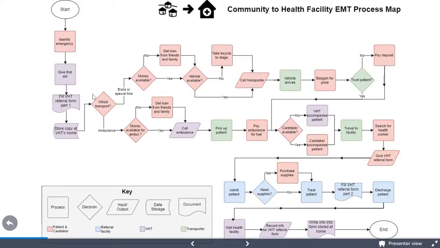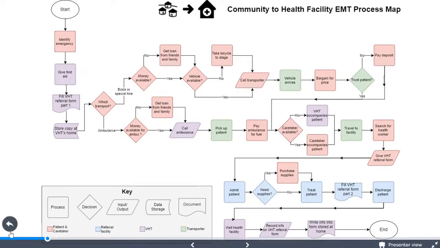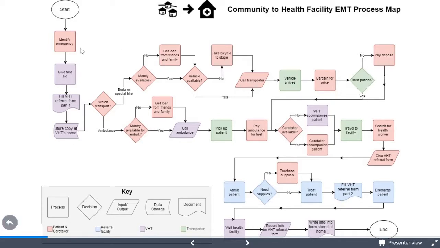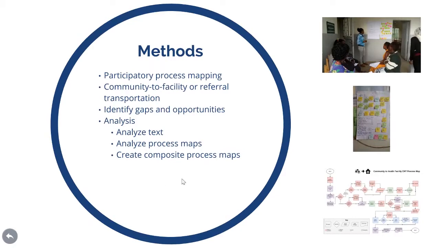So we started with the group's process maps made with the post-its, and then took the most salient parts in the two different types of maps and created these composite maps, which I'll run through next.